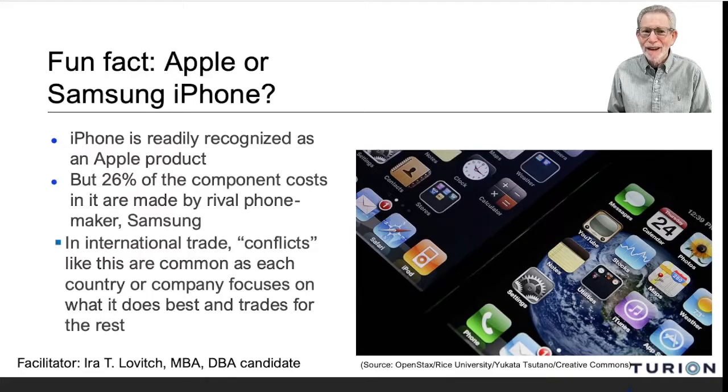Well, actually not. The iPhone, although it's recognized internationally as an Apple product, and it's desired in many parts of the planet for that reason, has 26% of its component costs made by the main rival, Samsung. Yep. And so in international trade, these kinds of conflicts are not that unusual. They're common as each country specializes, or each company focuses and specializes on what it does best and trades for the rest. How does that work? Well, let's get into that right now.